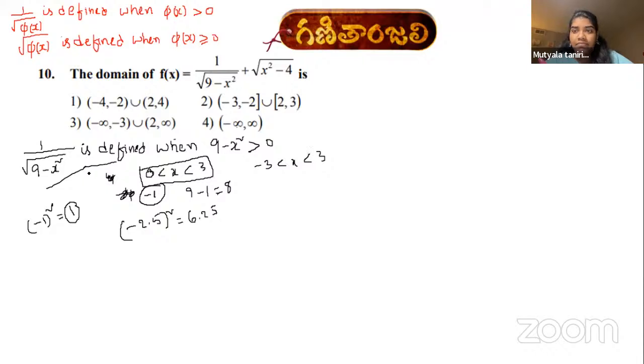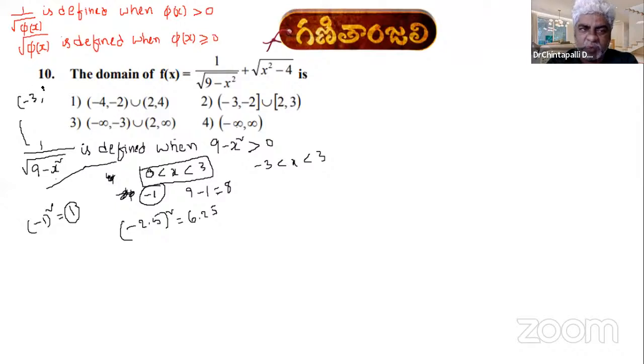Because if we put x equal to 3, what happens? It will be 9 minus 9, which is 0. Can the denominator be 0? No, sir. What happens when we put minus 3? Same, it is also 0. So minus 3 and plus 3 are excluded. That means the domain of this part is open minus 3 comma plus 3.